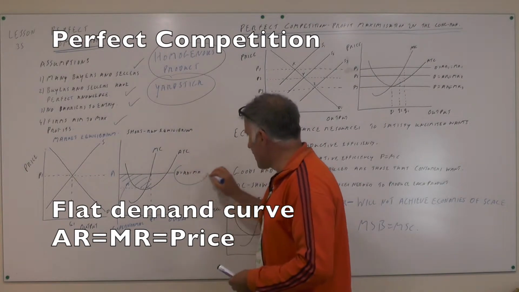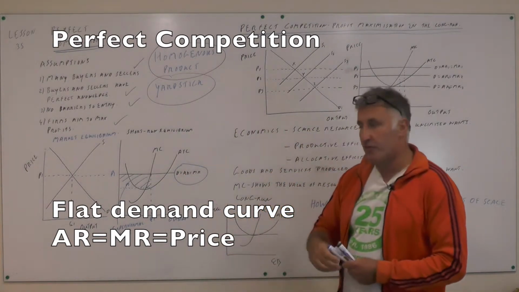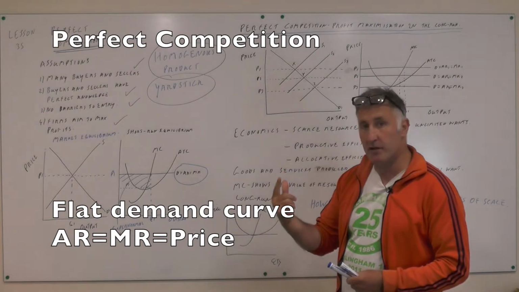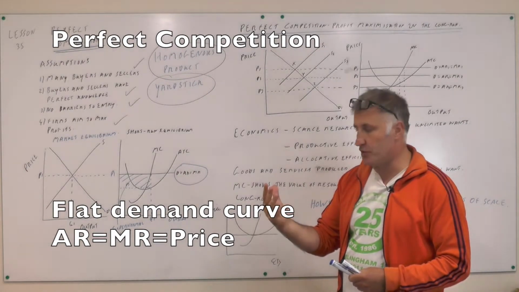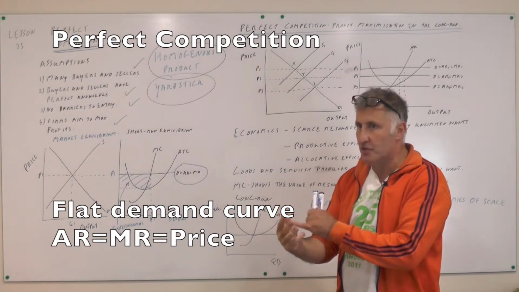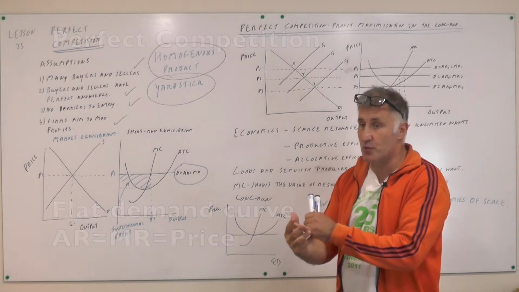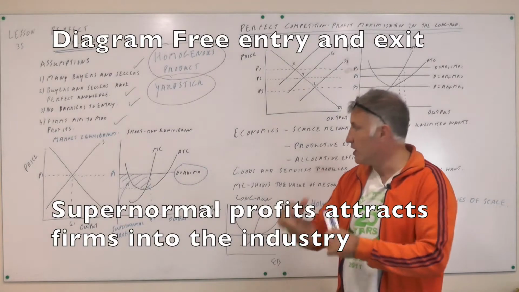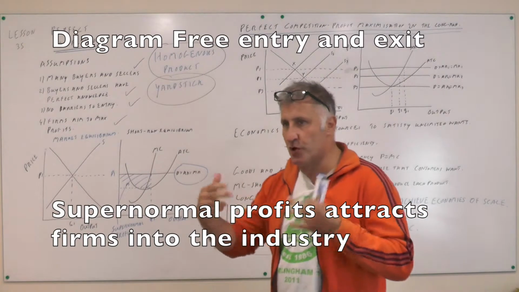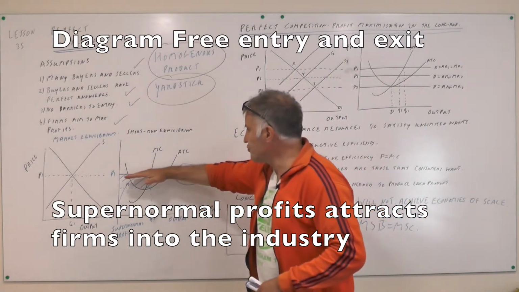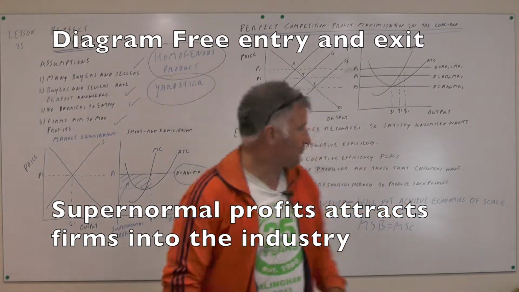D is equal to AR, which is equal to MR. That is because you sell one good at 10 quid, you sell two goods at 20 quid, three goods at 30 quid. So each time you're selling each good for 10 quid: 1 times 10 is 10, 2 times 10 is 20, 3 times 10 is 30. So the marginal revenue is always the same, if you go back to previous lessons in terms of working out the marginal revenue. So in perfect competition, the demand curve is always flat.